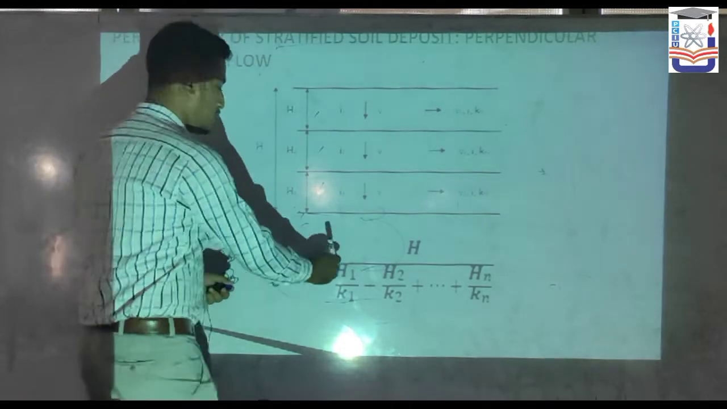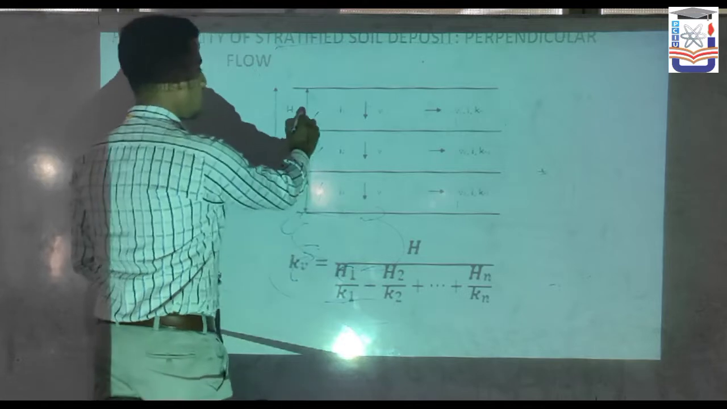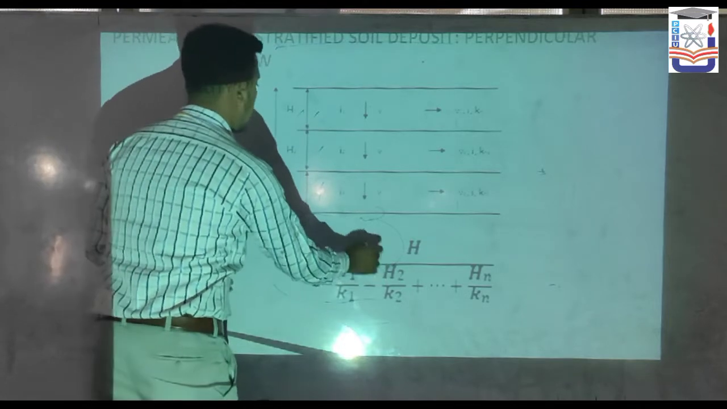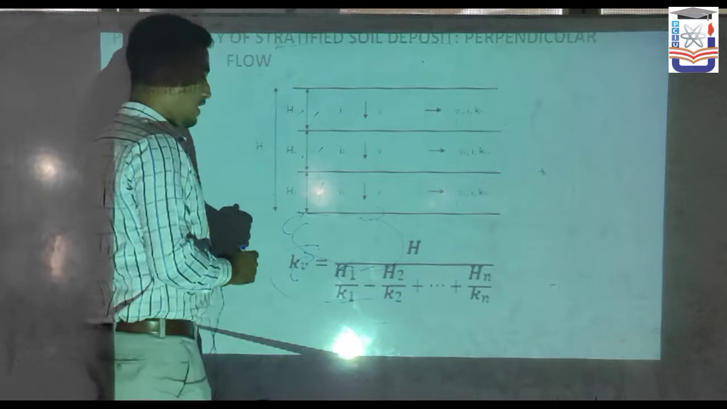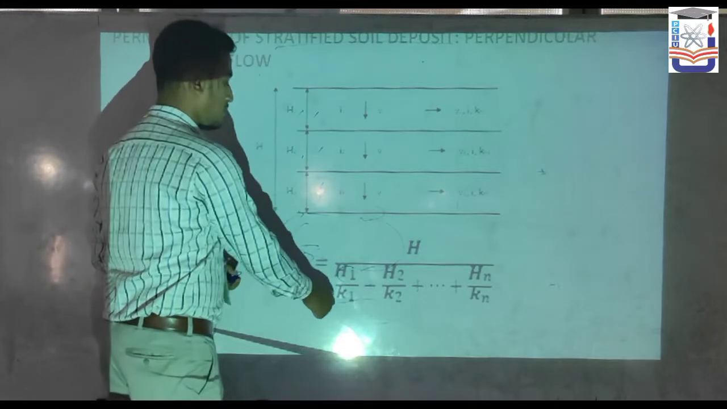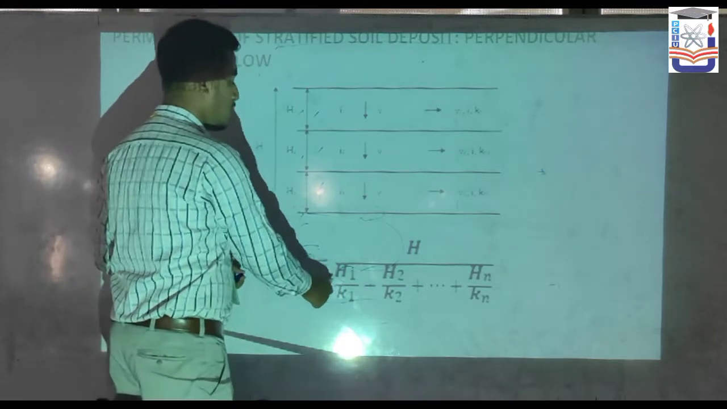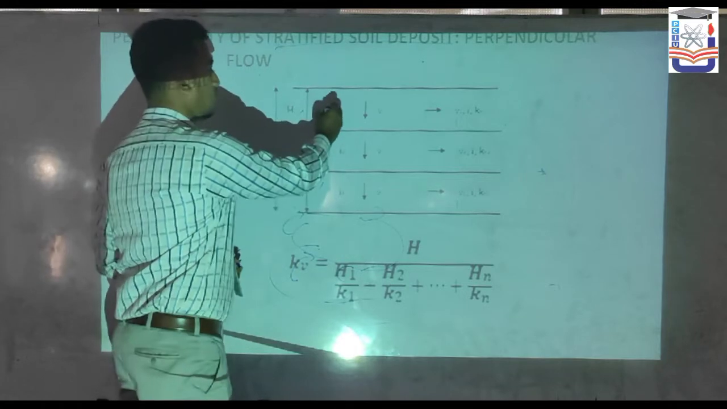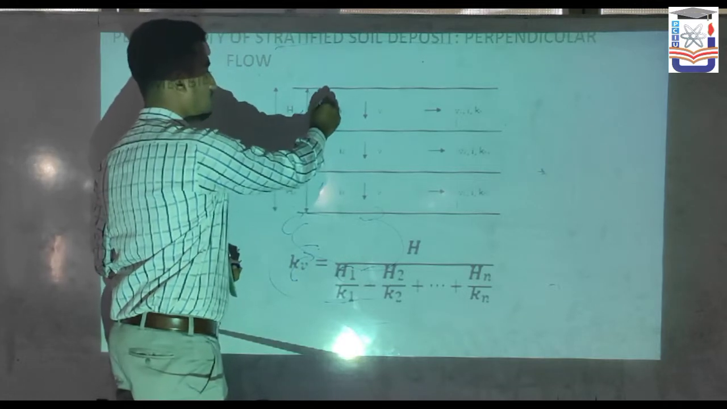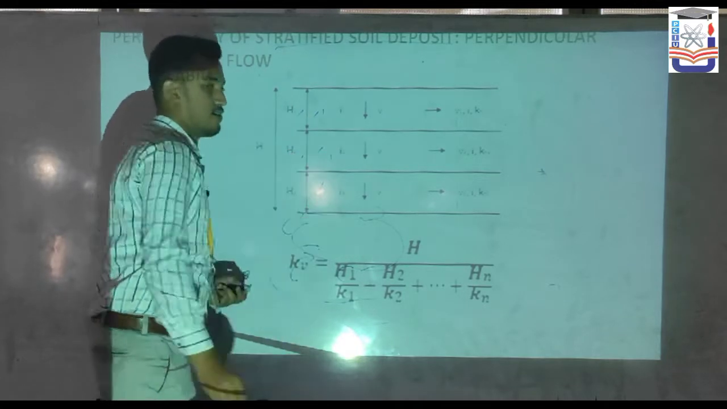We can see H1, the height of this layer, H2, the height of the second layer, H3, the height of the third layer, and we have to find particularly K1, K2 and Kn. It means the coefficient of permeability for the first layer, second layer and third layer.